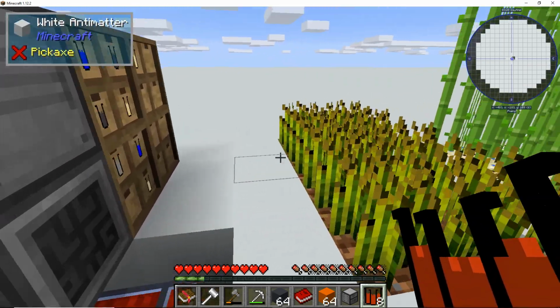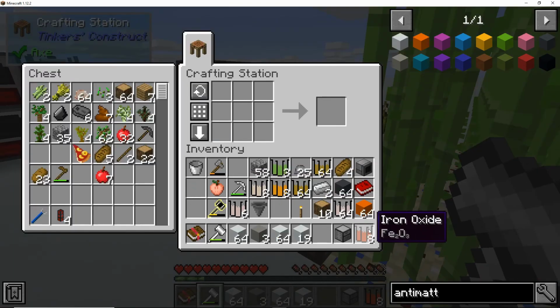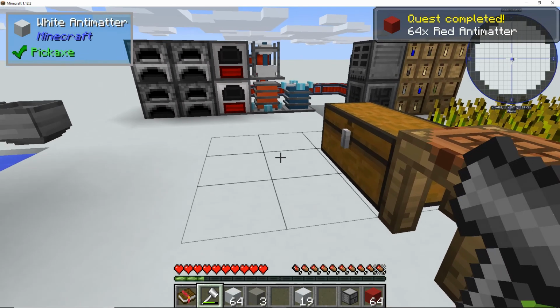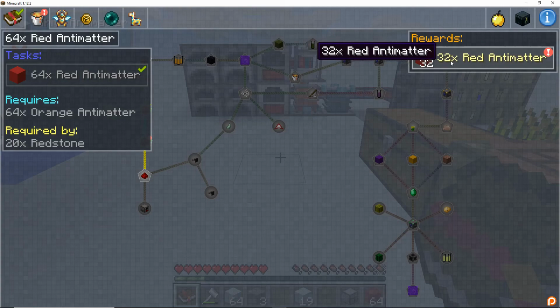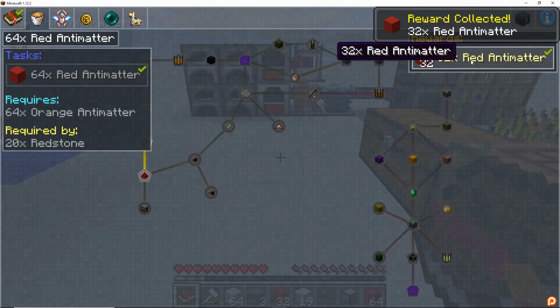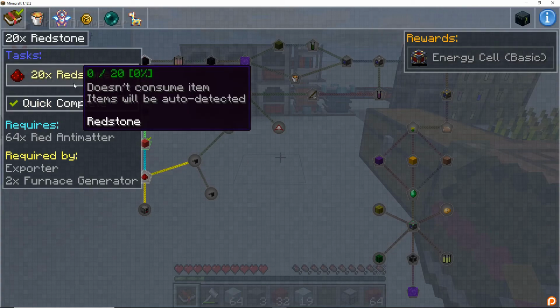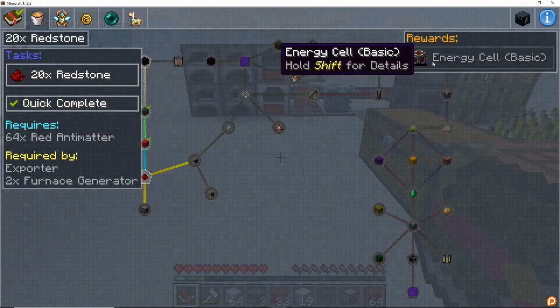But first, let's need some room. Oh, gee, there's so much. Like this, like that. Oxygen. Yes. So here we have. Let's see. We have our red quest. Okay. Perfect. So we have 32 more of these. Okay, that's good. That's good. Redstone. Doesn't consume item. Item will be auto detected. So I need redstone. Ooh, we have an energy cell.